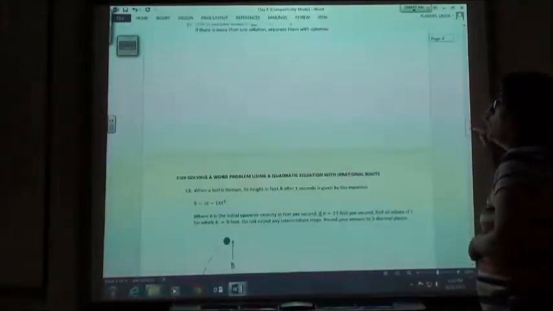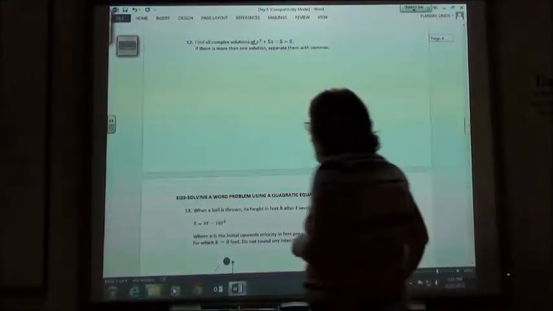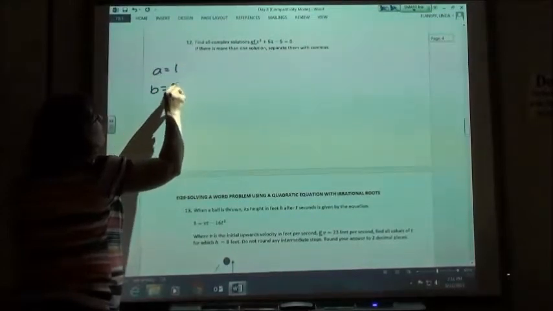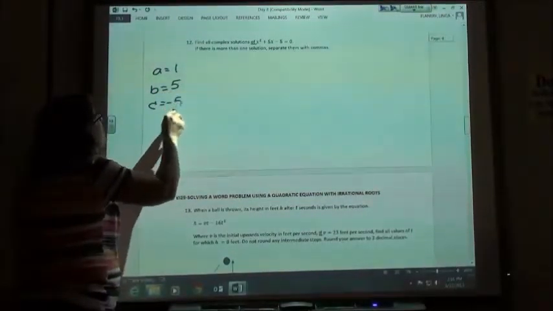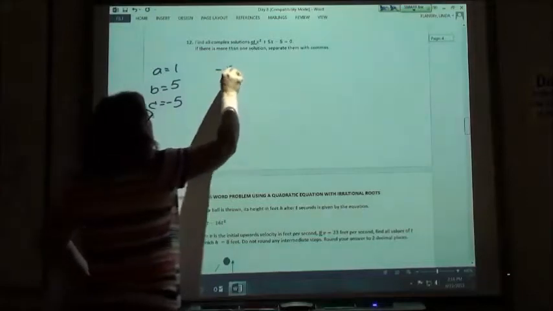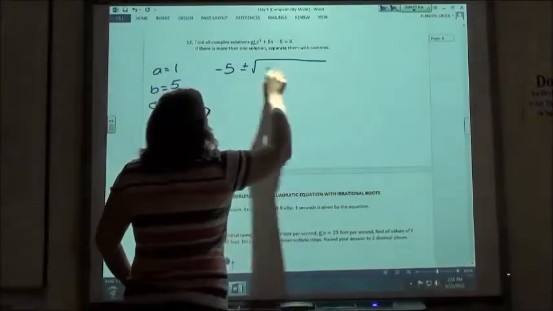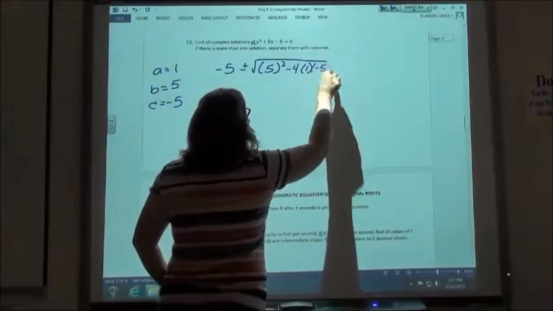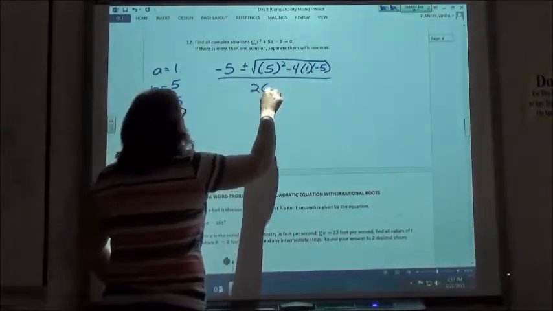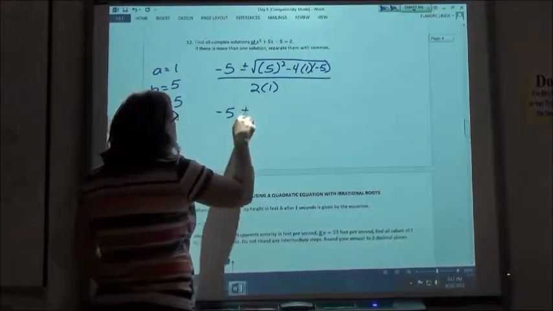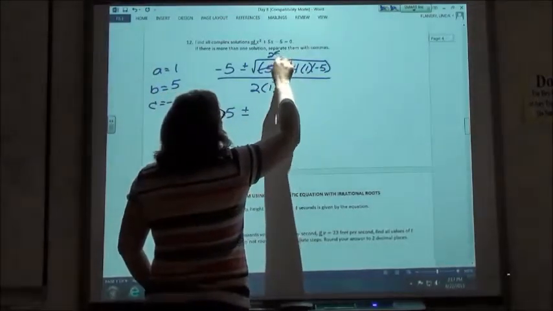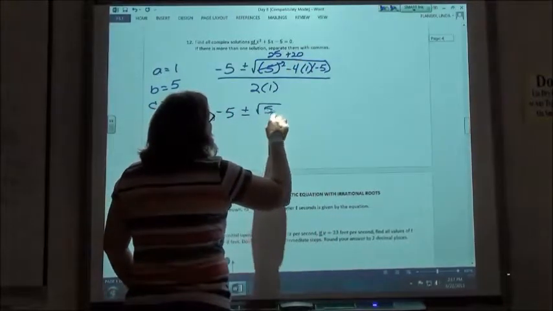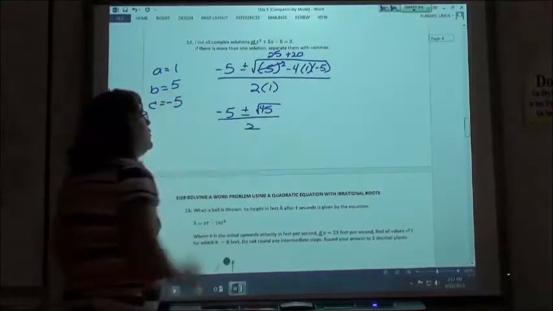Number 12. Simplifying my quadratic expression again. A is going to equal 1, B is going to equal 5, and C is going to equal negative 5. So negative 5 plus or minus the square root of 5 squared minus 4 times 1 times negative 5 over 2 times 1. So negative 5 plus or minus. This would be 25. This would be plus 20. So that'd give me the square root of 45 over 2.